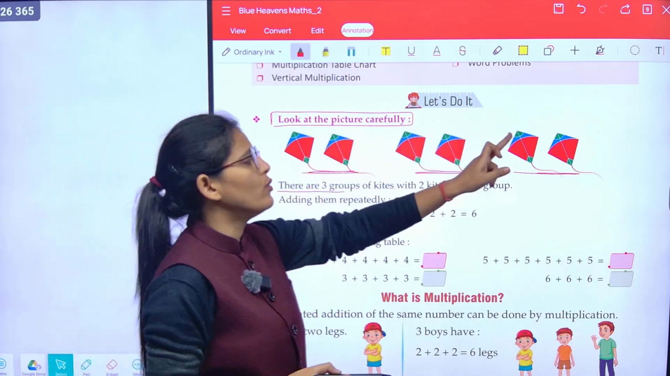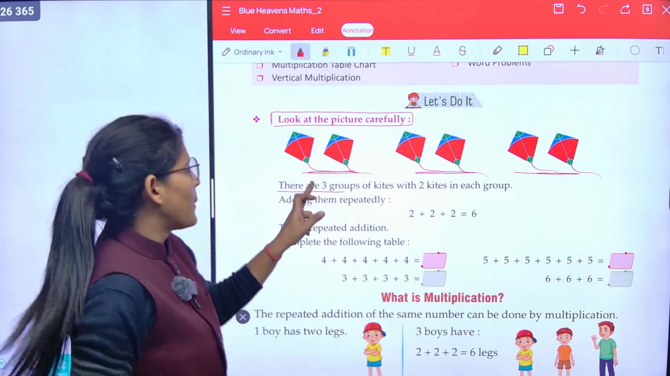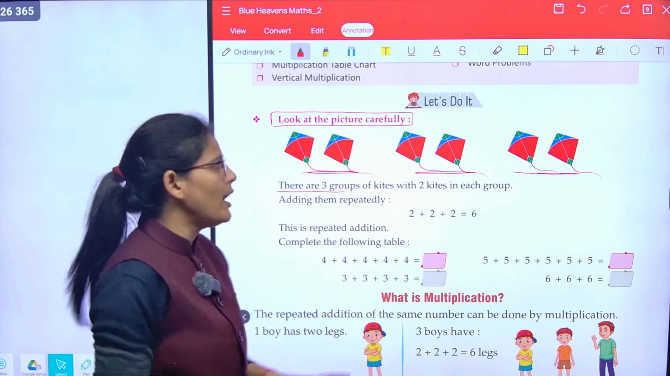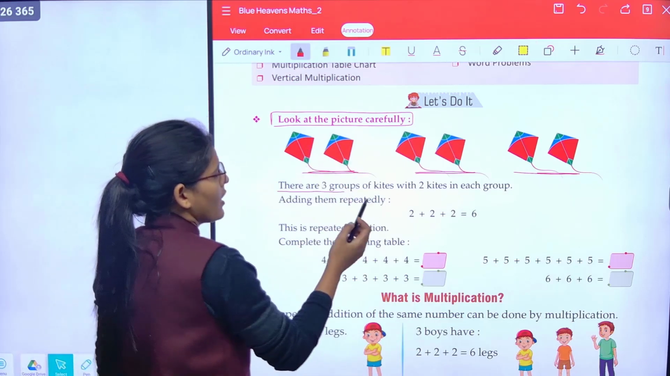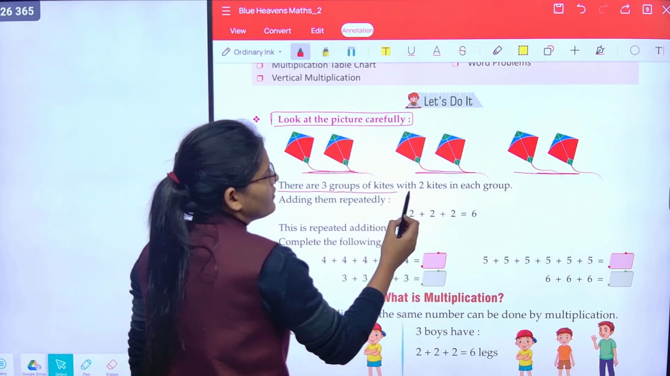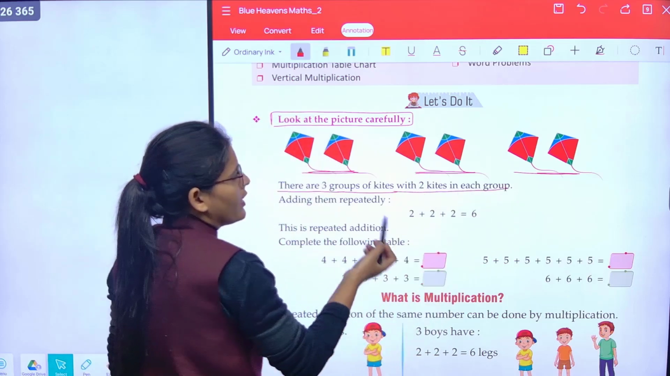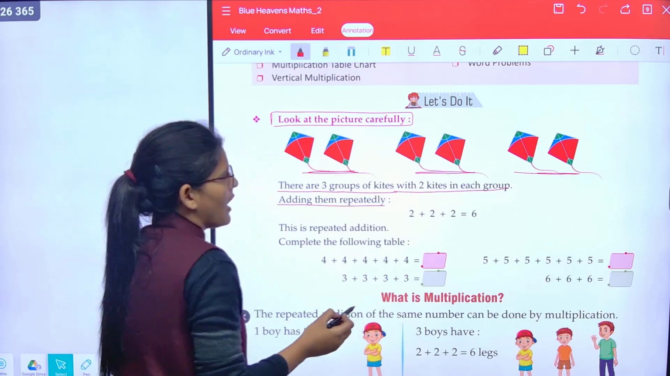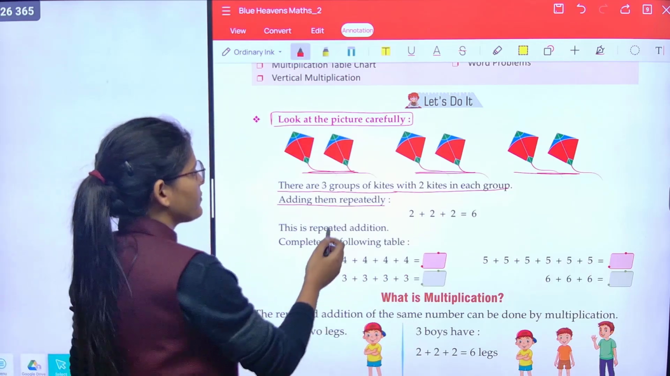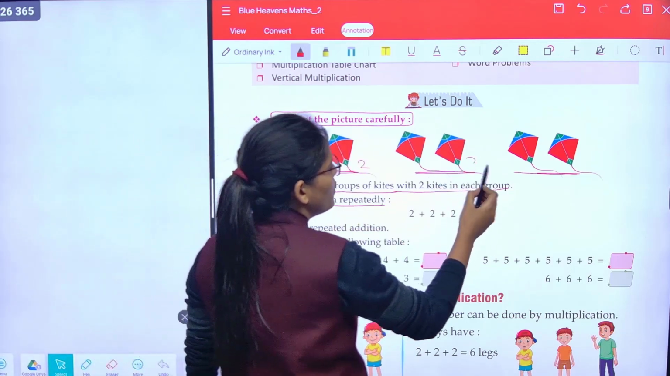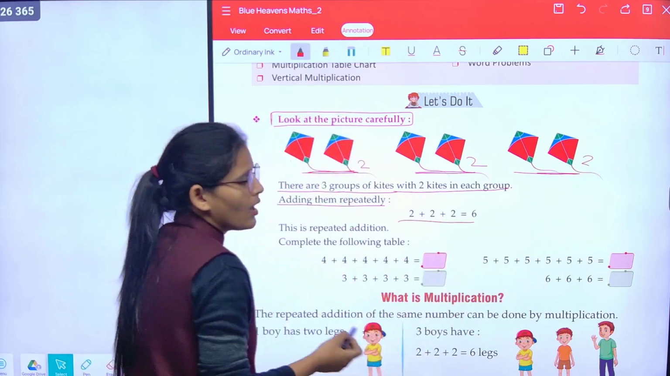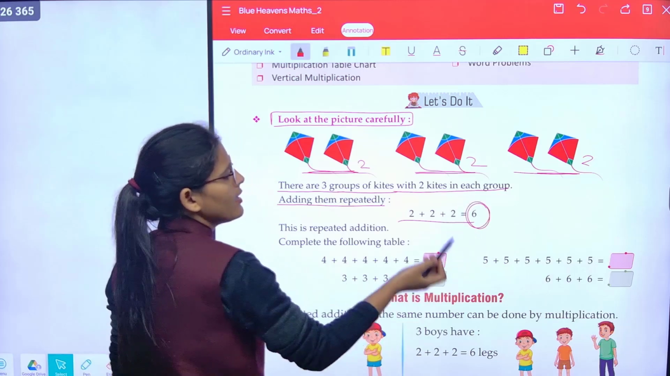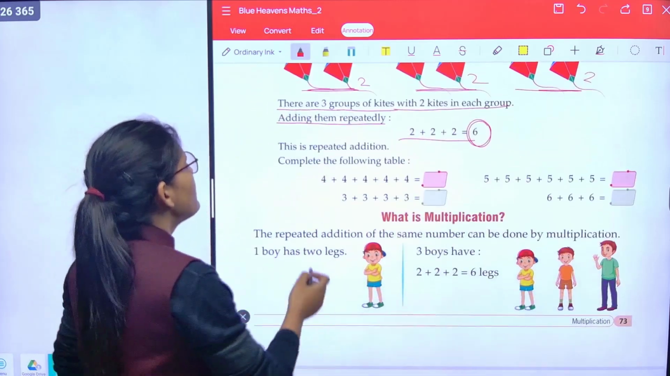There are 3 groups and 2 kites in each group. 3 groups of kites with 2 kites in each group. How many kites are in one group? 2. Adding them repeatedly: 2, 2, 2. Now 2 plus 2 plus 2 is equal to 6. There are 6 kites. This is repeated addition.